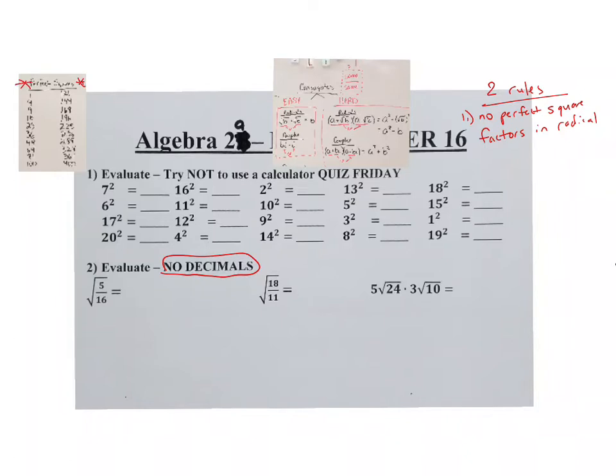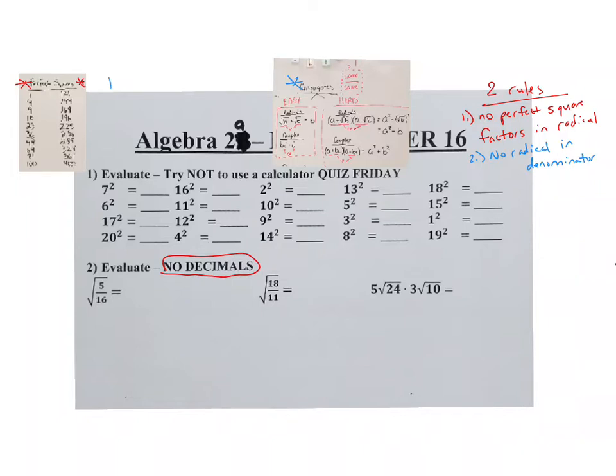The other rule is no radical in the bottom, and the bottom is called the denominator. That's when we use conjugates. So you always start with rule number one. You look for perfect numbers inside the radical. Remember, I call it a jail.